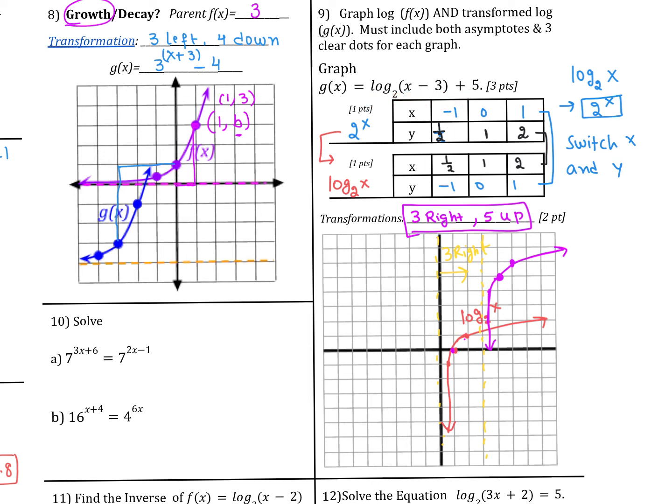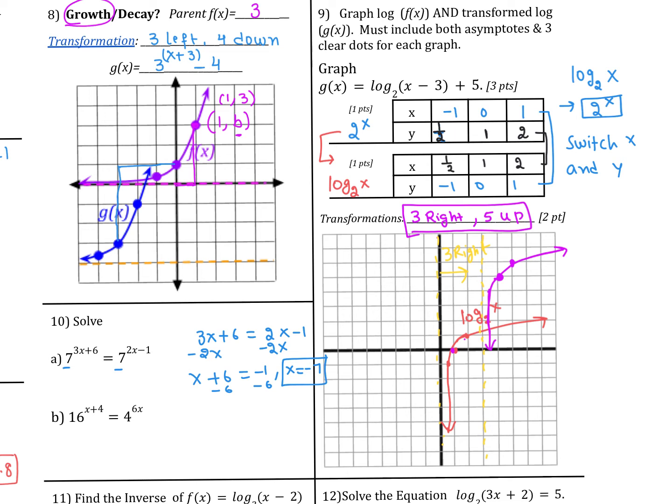For number 10, you're going to find out the x value. If the bases are the same, you're going to equate the powers and solve for x. So subtract 2x on each side. You got x plus 6 equals -1. Subtract 6. You got x equals -7.